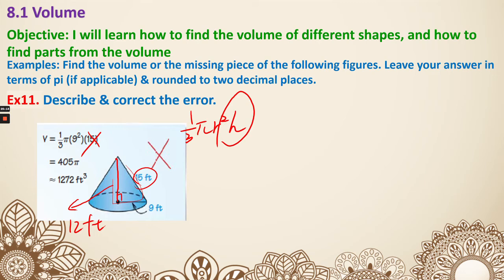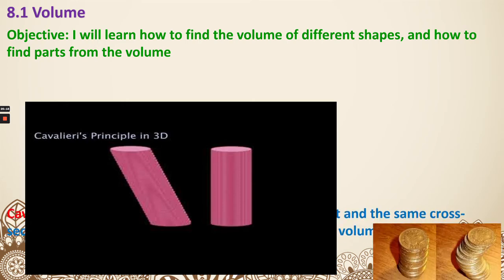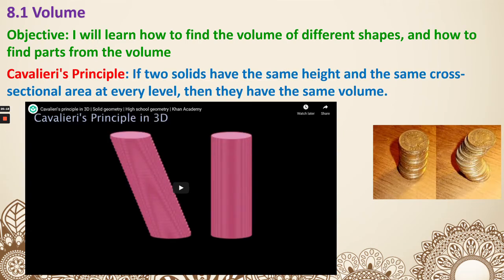Next, we're going to have something called Cavalieri's principle. This is basically saying if two solids have the same height and the same cross section, anywhere you put a plane across, you'll see the same area, and they have the same volume. Just like these two piles of coins listed on the right side, the first one is kind of uniform, and the second one is kind of twisted, but they are still the same for volume. It doesn't change anything.